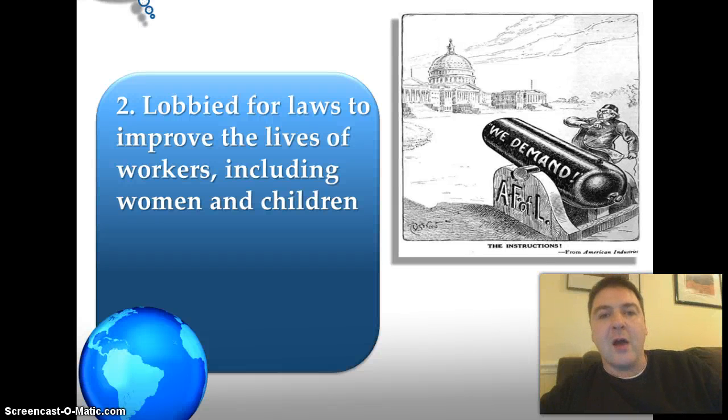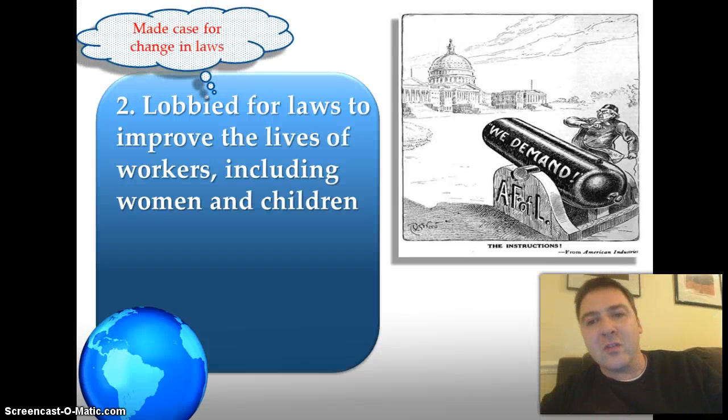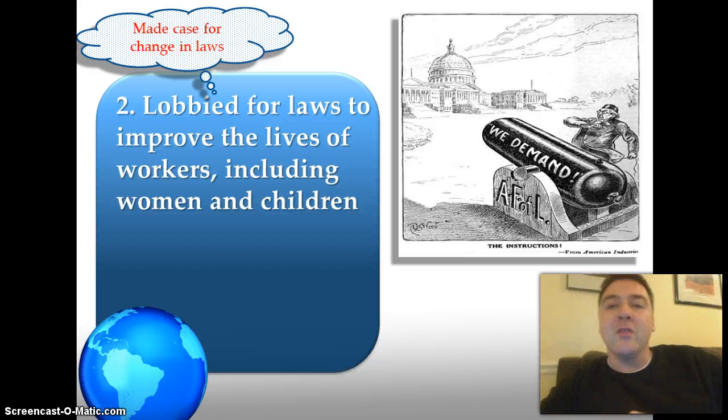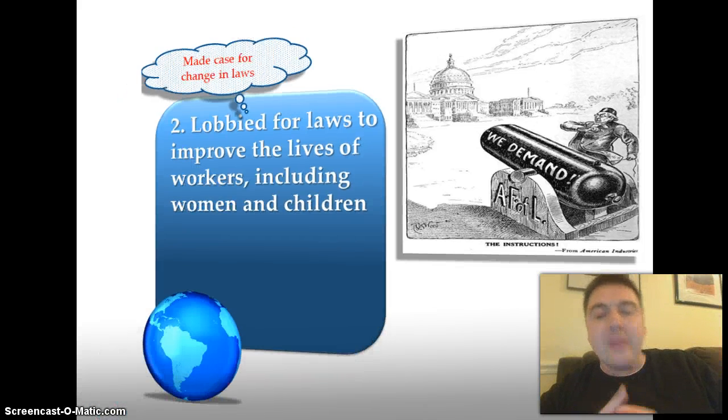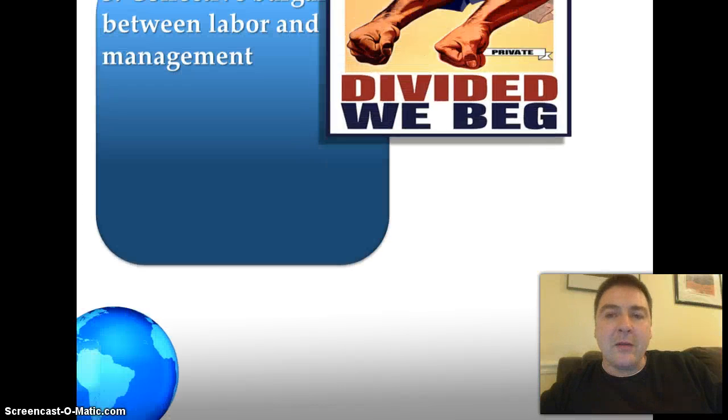Lobbying for laws, and to lobby is to make the case for changes in laws, asking government to pass laws that improve the lives of workers, including women and children. For example, laws to end child labor were the results of lobbying government at different levels. That was another tactic used by unions.